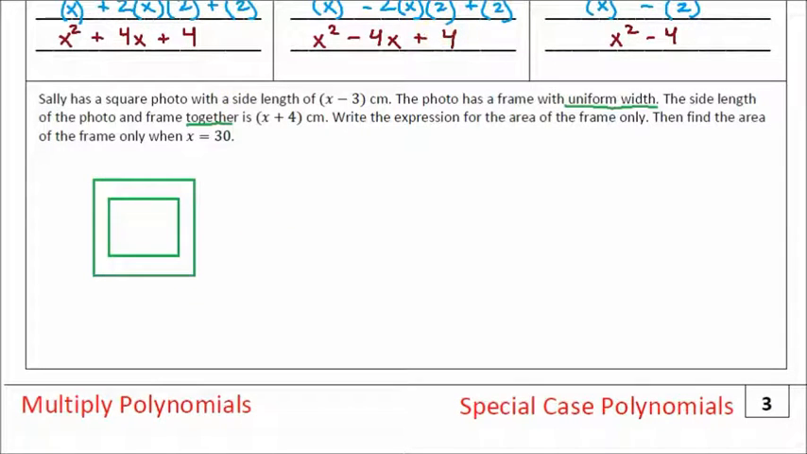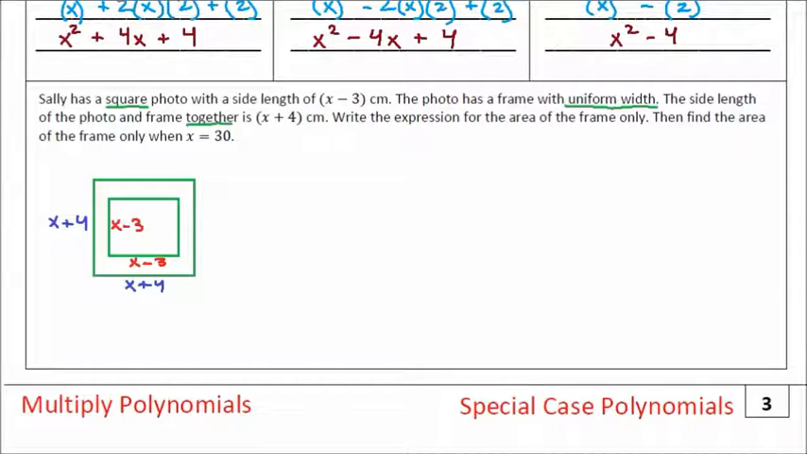All right, let's label what we know. The photo, which is the middle part, has side lengths of x minus 3. Now notice, class, it's a square. That means the sides are all congruent. So I'm going to write here that this side is x minus 3, and this side right here is x minus 3. There's our length and our width. And then for our frame, and photo and frame together, that's the outside edges, that's going to be x plus 4 right here and x plus 4 right here. So now we have all of our dimensions written, our diagram drawn.